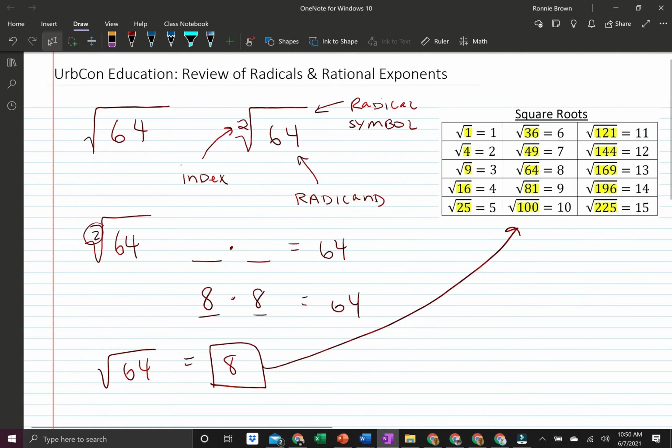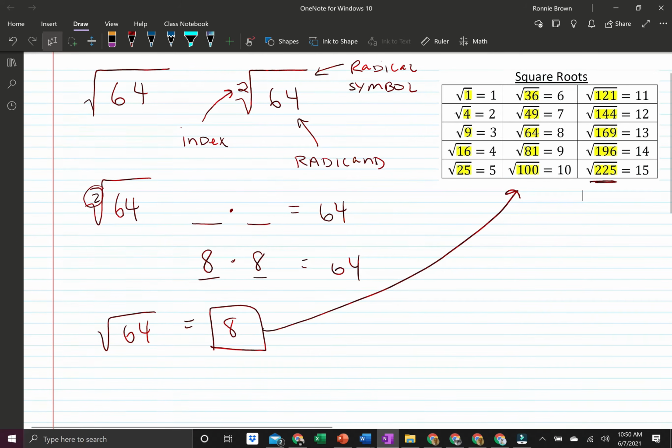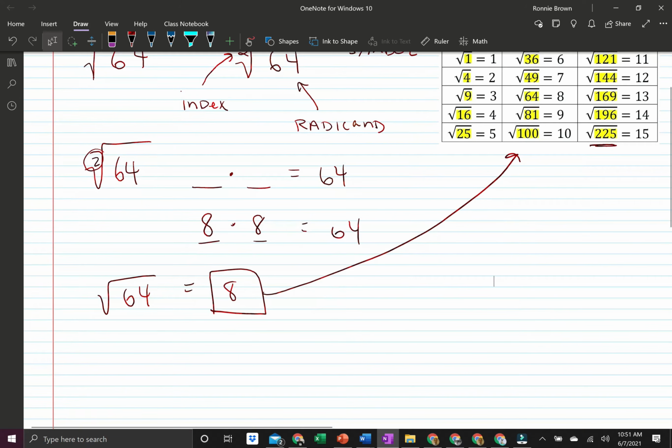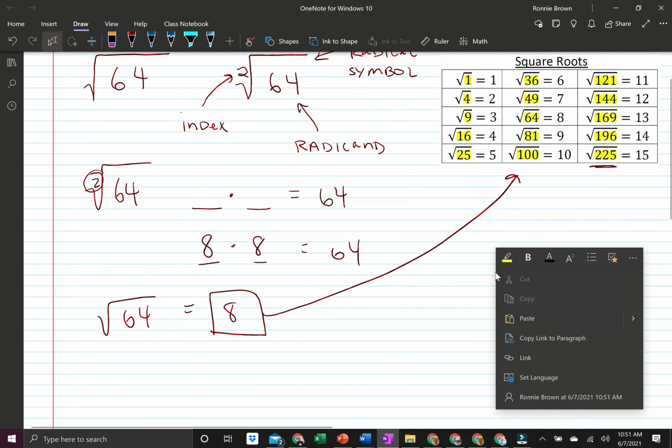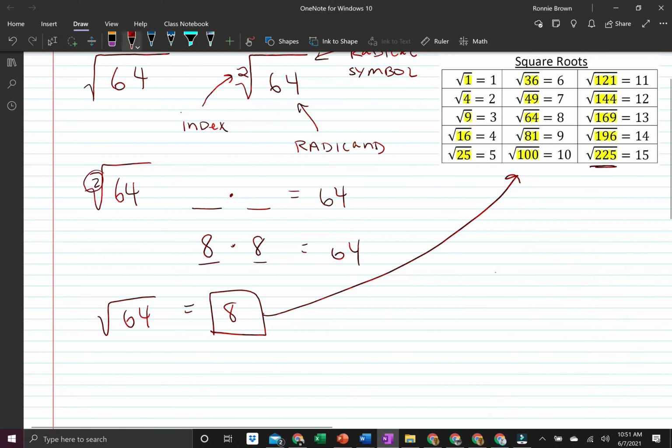So we can do the same thing for all of these numbers. For instance, this last one, the square root of 225, we're thinking what number times itself will make 225, and that'll be 15. 15 times 15. All right, so let's go further. Let's take a look at the example. I'll call that example 1. And now we'll go to example 2.